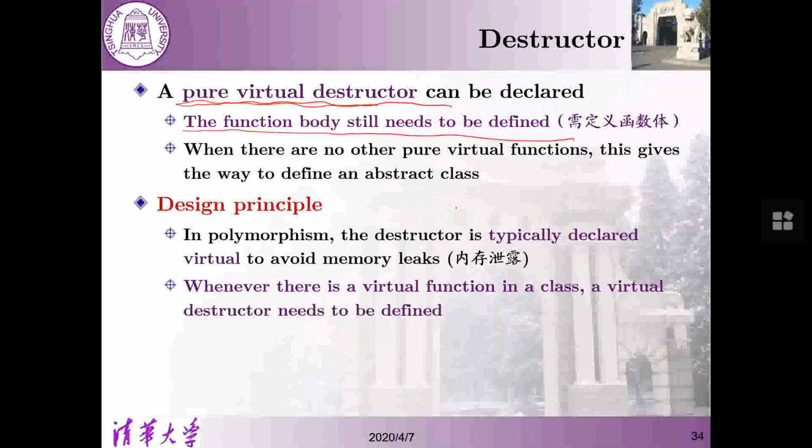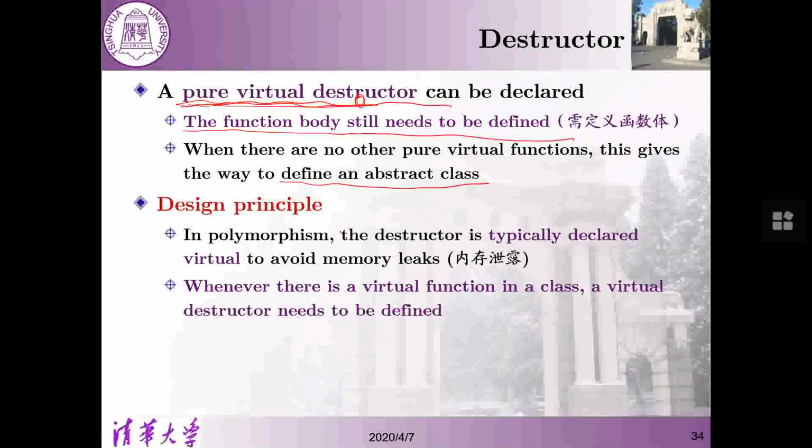because it is a destructor. Anyway, we have to define the function body for this destructor. When there are no other pure virtual functions, this gives a way of defining an abstract class. So if we want to define an abstract class, an easy way is to declare a pure virtual destructor.